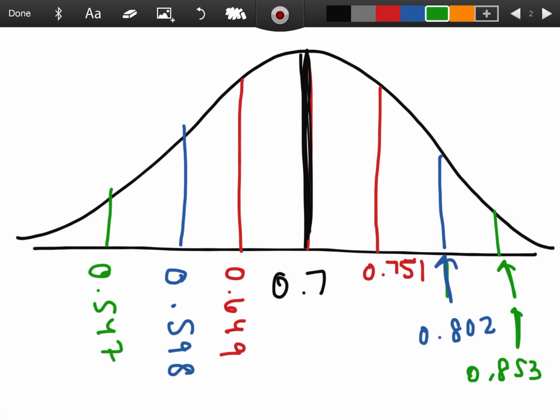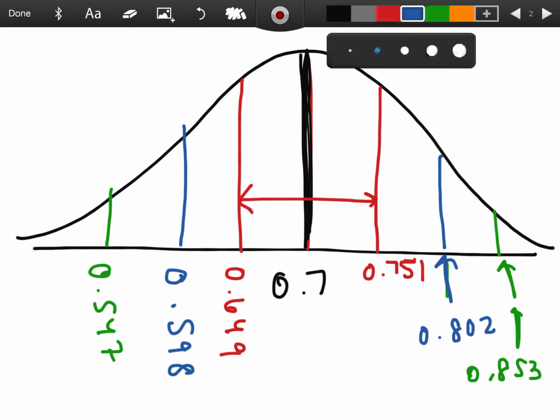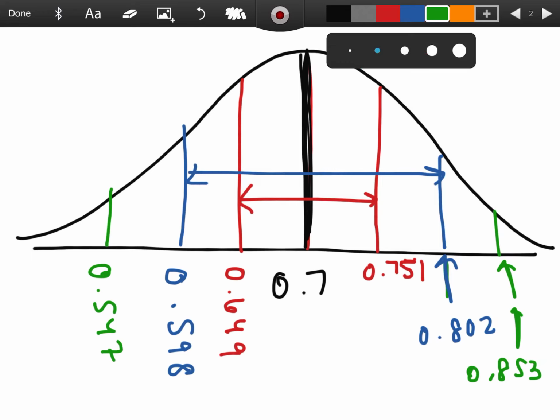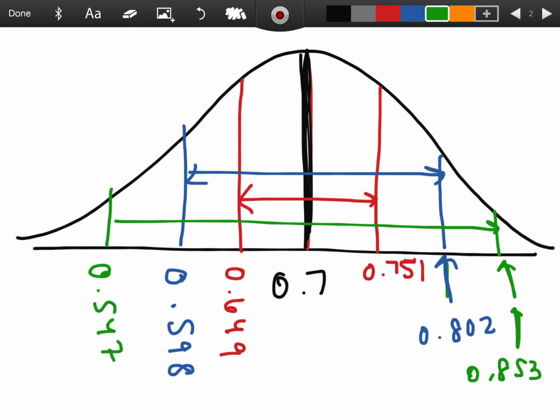So to answer your B, C, and D, 68% of your data in these samples would fall here. If you had a sample of 80 cars, 95% of your data would fall here. And 99.7%, darn near everything, would fall there.